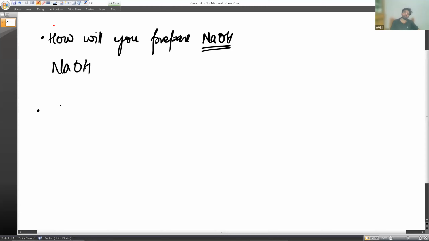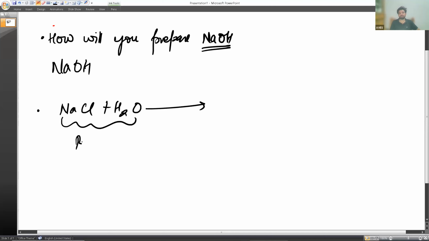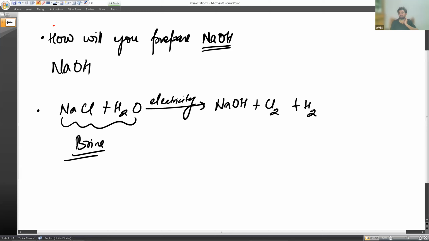It can be prepared by passing electricity to brine. Brine is a mixture of NaCl and water. When NaCl and water are mixed together, they form brine. And when you pass electricity through it, it will give you NaOH plus chlorine gas plus hydrogen gas.